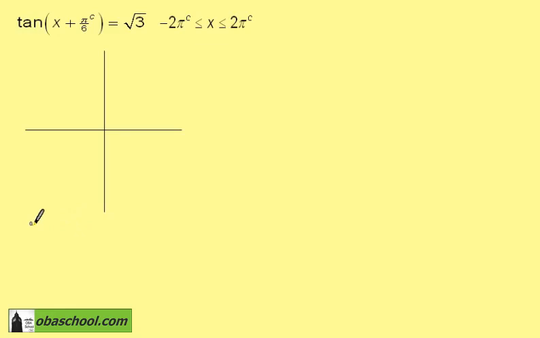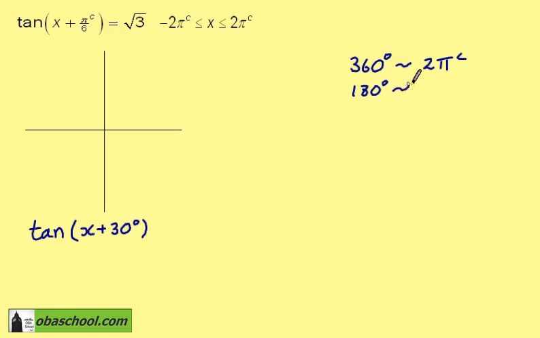We can convert this to tan of (x + 30 degrees), since 360 degrees is equivalent to 2π radians, 180 degrees is equivalent to π radians, and dividing both sides by 6 gives 30 degrees is equivalent to π/6 radians. So the π/6 radians is replaced by 30 degrees.